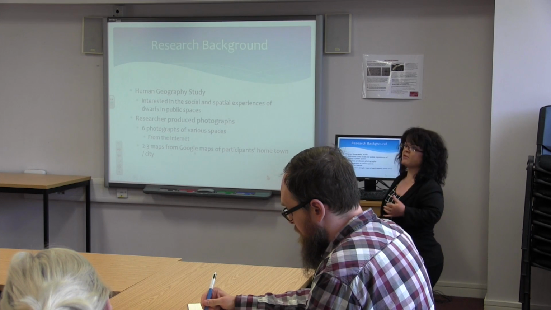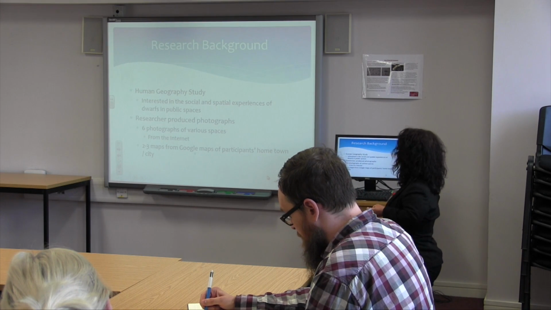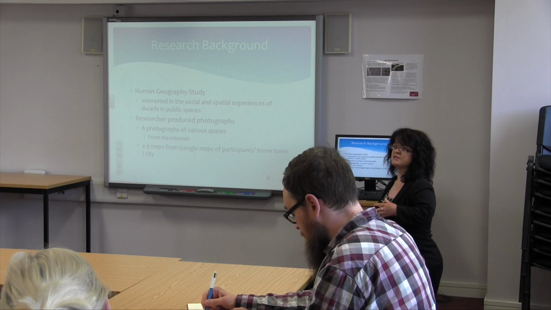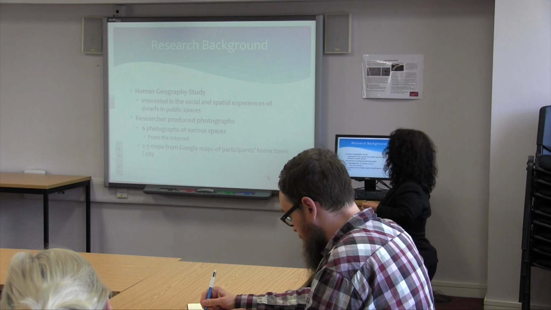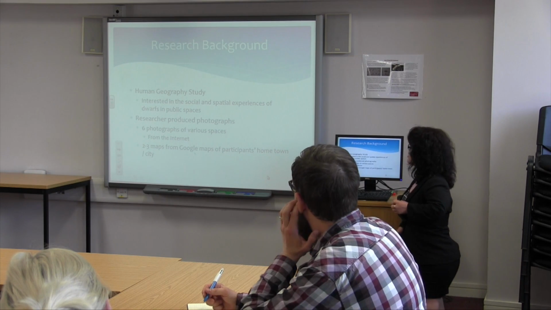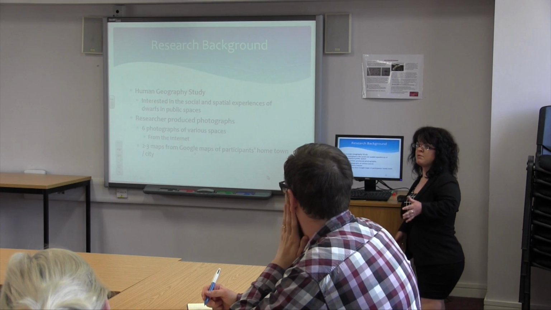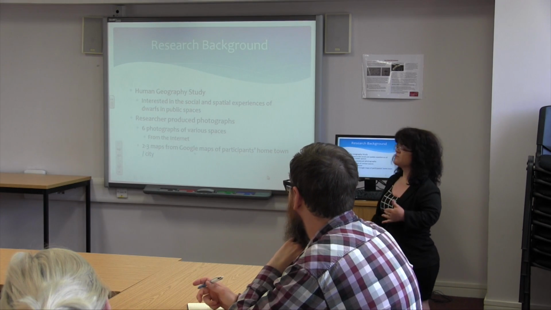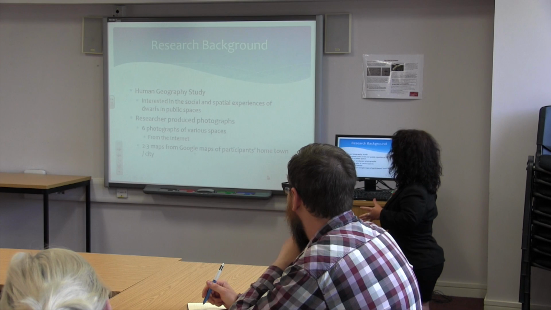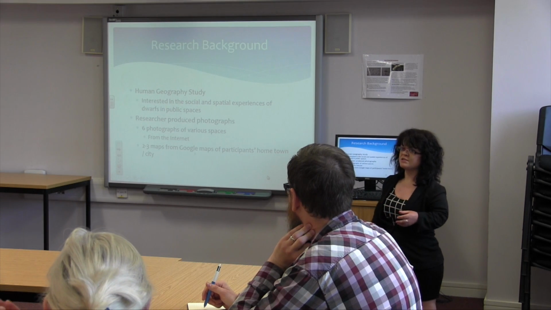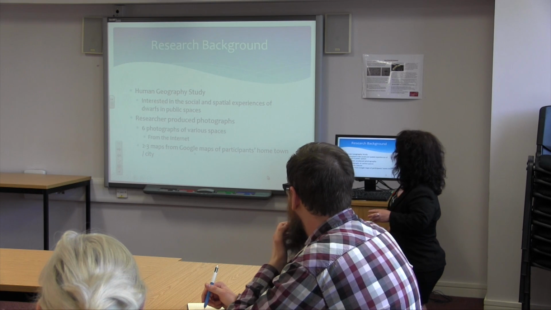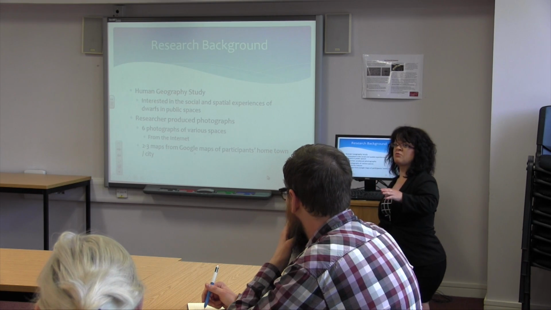Okay, so the research background, the way I used photo elicitation. It was a human geography study, but it was really based in geographies of disability and disability studies. It was interested in the social and spatial experiences of dwarfs in public spaces. So I used 6 photographs from various spaces, and these were taken off the internet. I also used 2 to 3 maps from Google Maps, and this was usually of the participant's hometown or city.